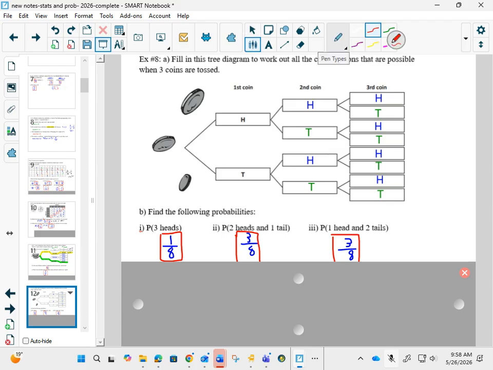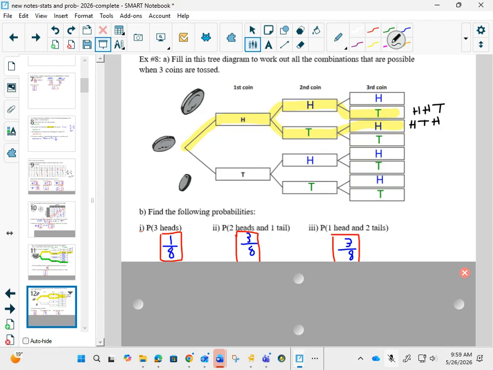2 heads and 1 tail. I'm going to highlight that one in yellow. Can you see that I could get 2 heads and 1 tail on that branch? That branch can be represented by heads, heads, tails. I could also get 2 heads if I do this branch, right? That branch is heads, tails, heads. That still gives me 2 heads. Is there any other way to get 2 heads?